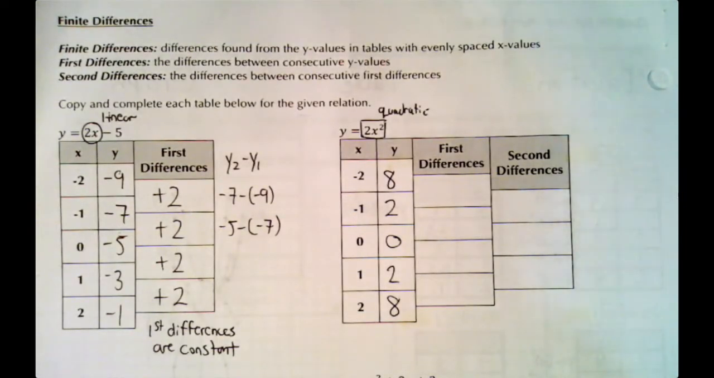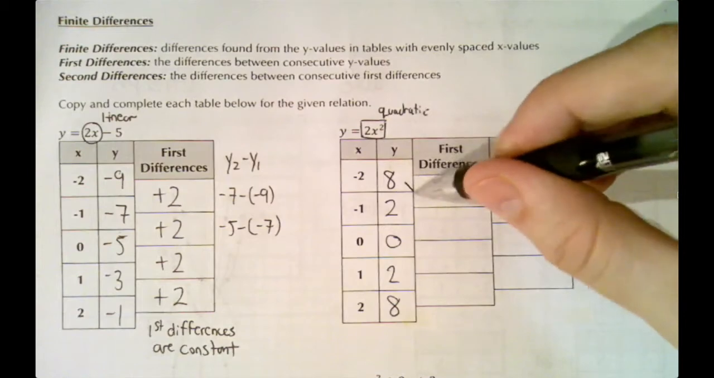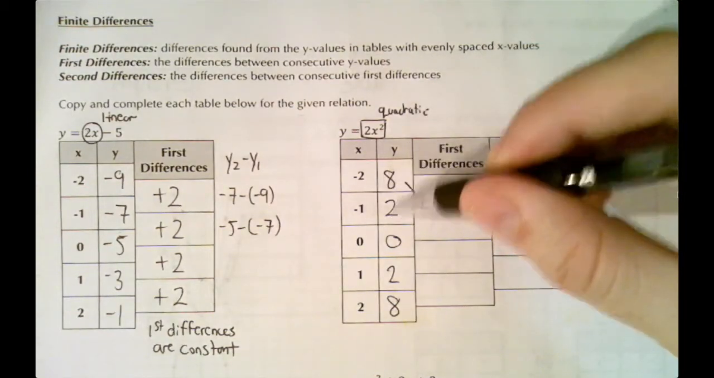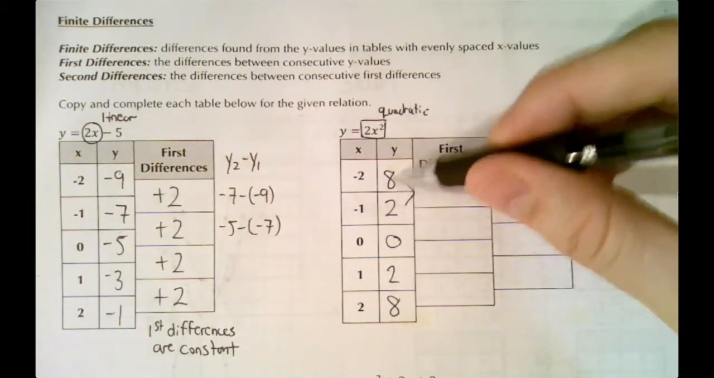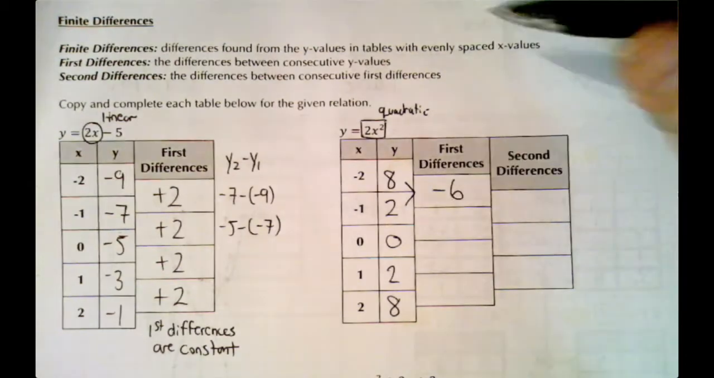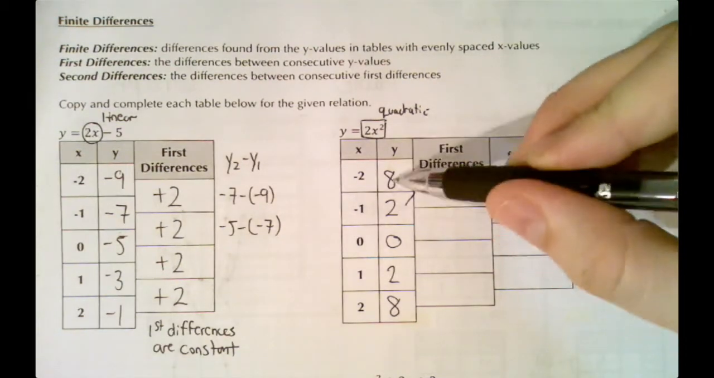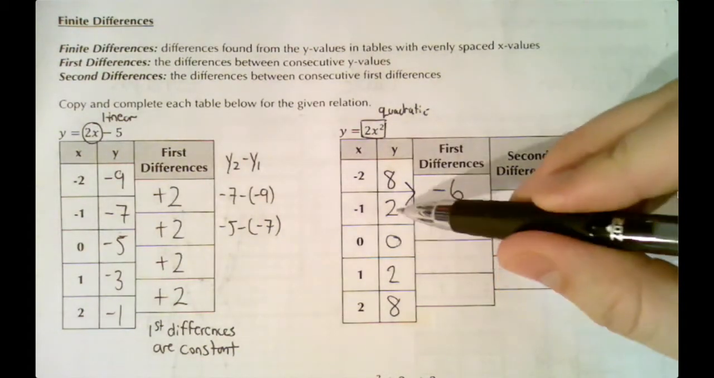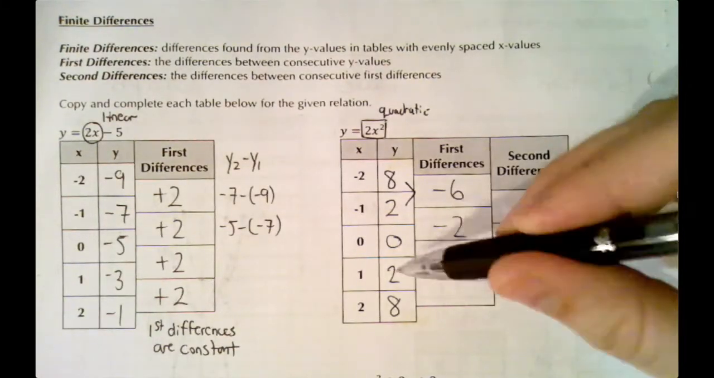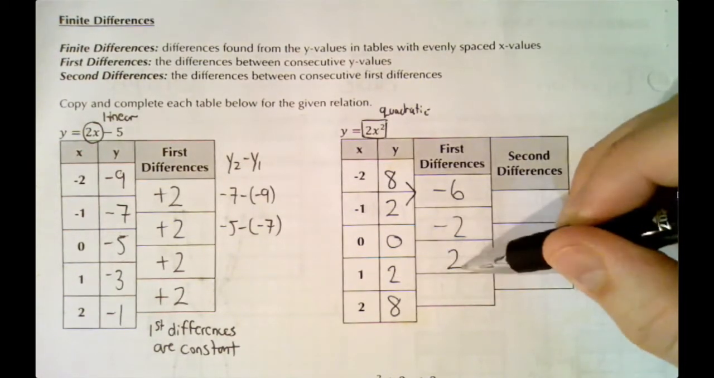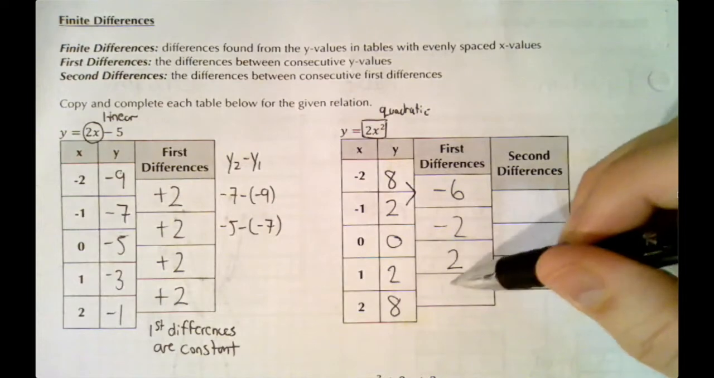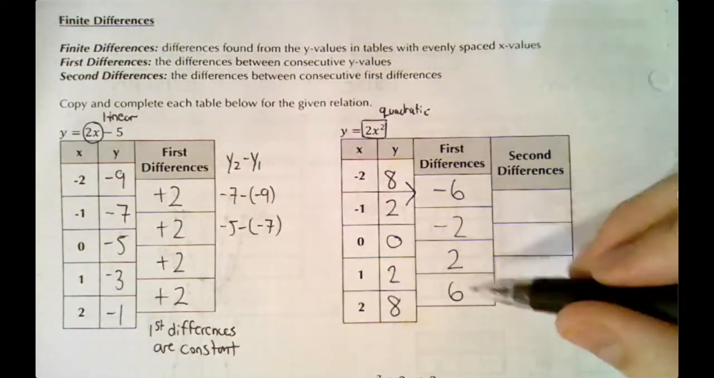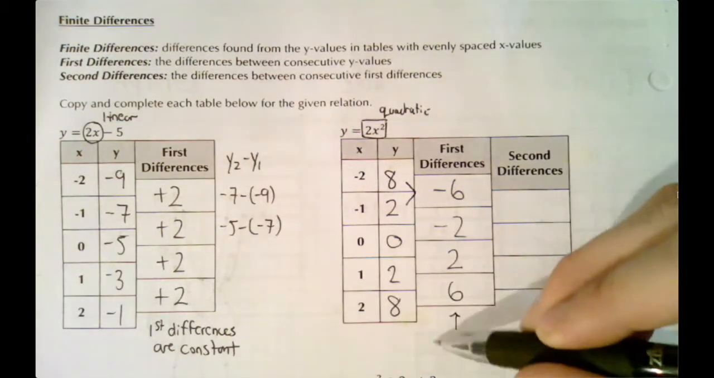So what's happening here? Well, let's look. From 8 to 2. Well, that's going down because the number's getting smaller. It's going down by 6. And you can figure that out by doing 2 minus 8. 0 subtract 2 would be minus 2. 2 subtract 0 would be 2. And 8 subtract 2 would be 6. Notice this time the first differences are not constant.